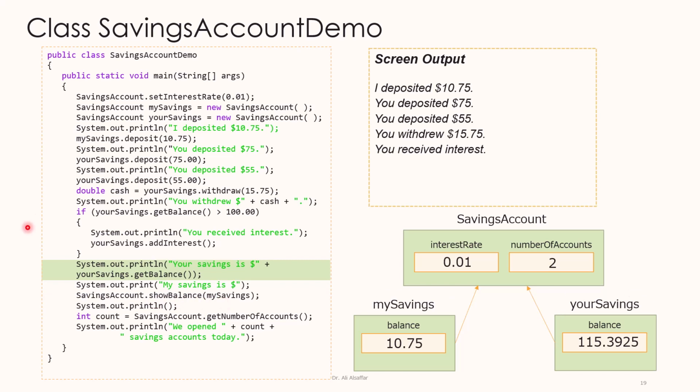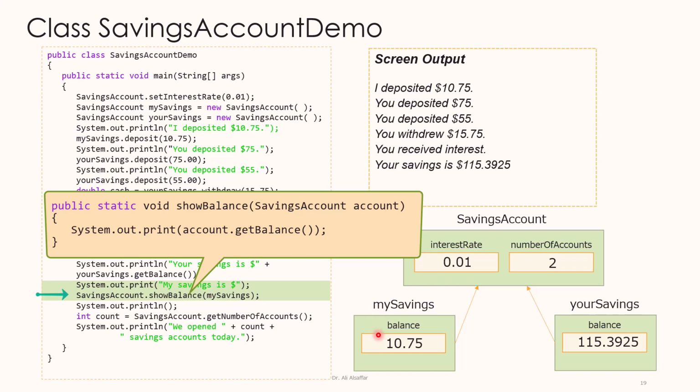As an example for the first way, suppose we would like to print the balance for your savings account. Simply we type yourSavings.getBalance, and the getBalance method will give us the balance, and println will print it on the screen. And as an example for the second way, if I want to print the balance for my savings account, then we pass my savings account as an object parameter to the static method showBalance, and showBalance inside will call the object's method getBalance and will print it on the screen.